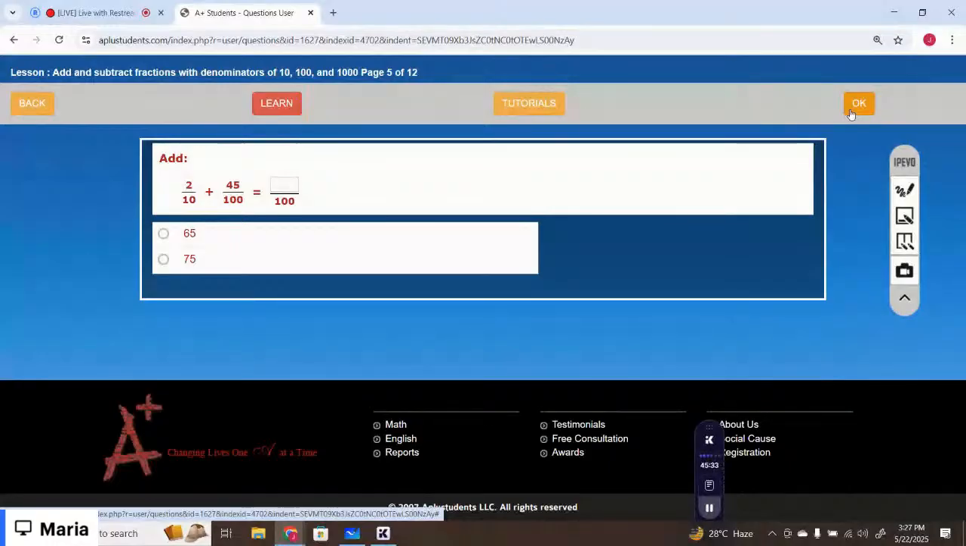Two over 10 plus 45 over 100. So which is the correct option? That is 65 over 100. Option number one is the correct option.